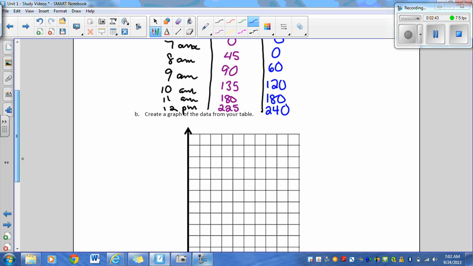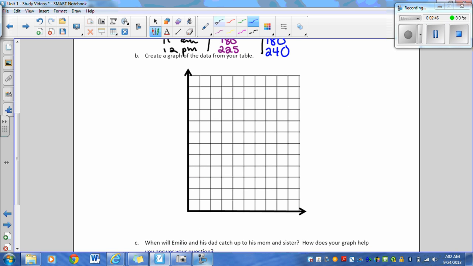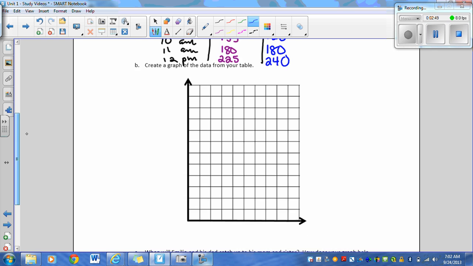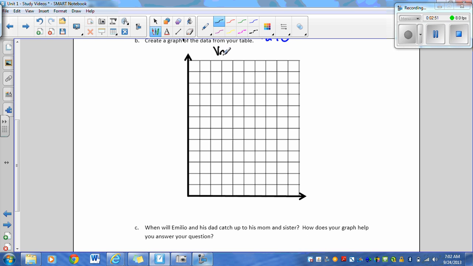Now, creating your graph, you need a title. So we'll call this vacation trip. We have time happening. That doesn't change. That is our independent variable. We're actually talking about literal time. I'm going to put 7 a.m., 8 a.m., 9 a.m. Okay, and then that's a consistent scale because it's always going up by 1.